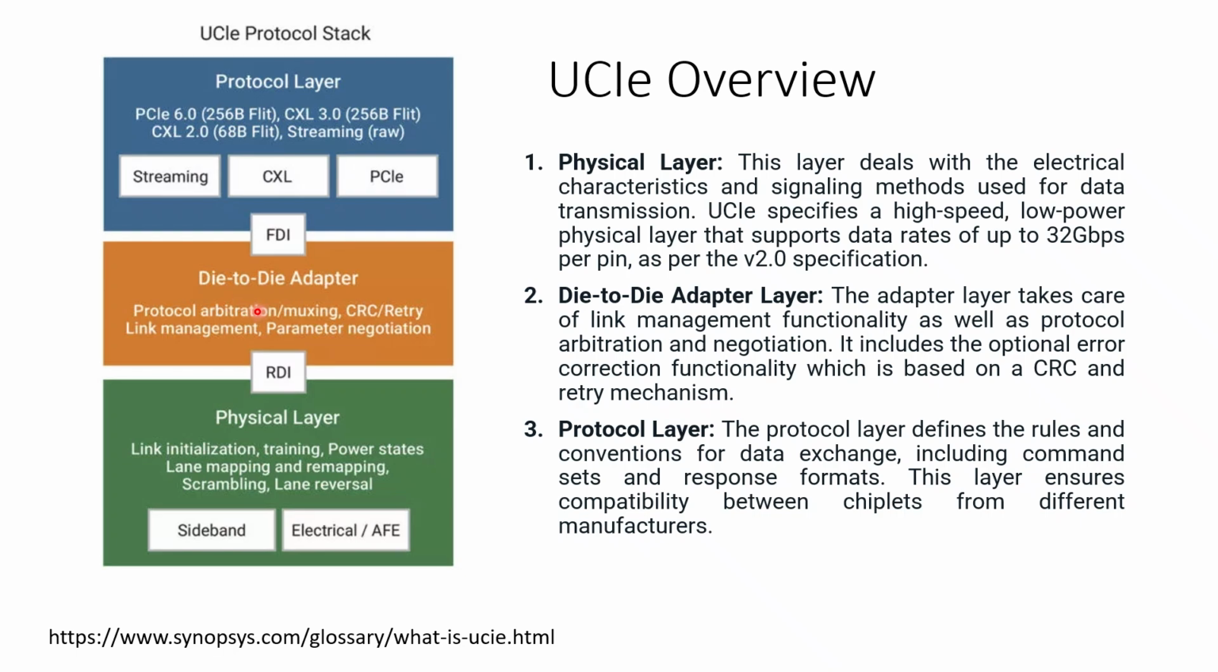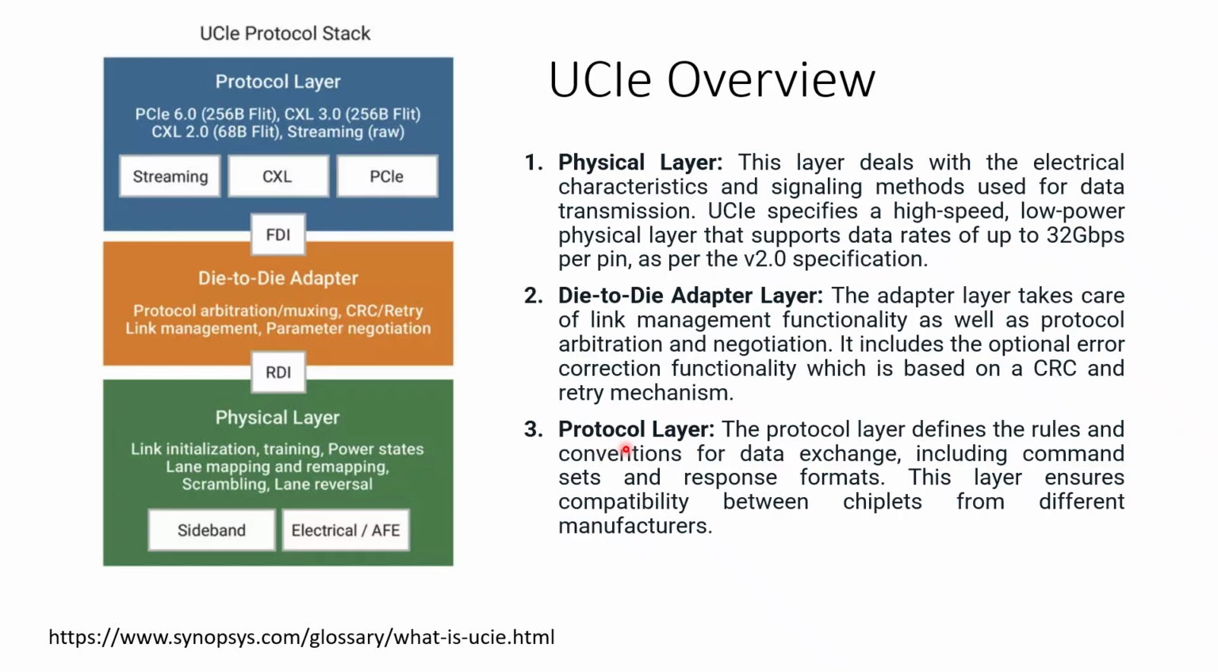Then you have the next layer, where the physical layer now moves to a die-to-die adapter. This adapter layer takes care of link management functionality as well as protocol arbitration. It includes an optional error correction functionality which is based on a CRC and retry mechanism. You also have parameter negotiation as part of this adapter layer.